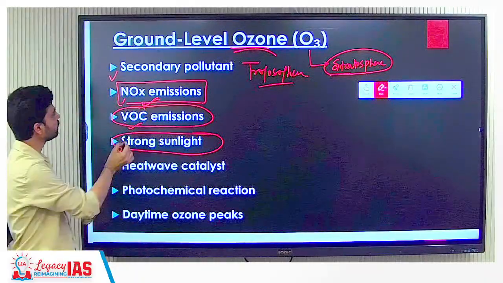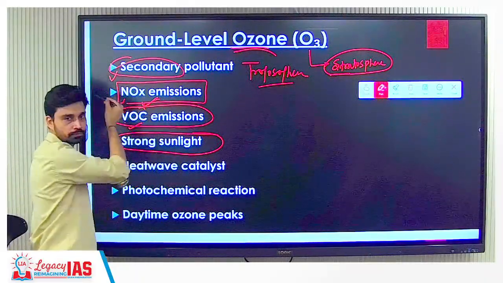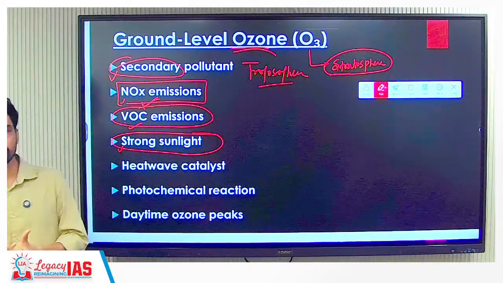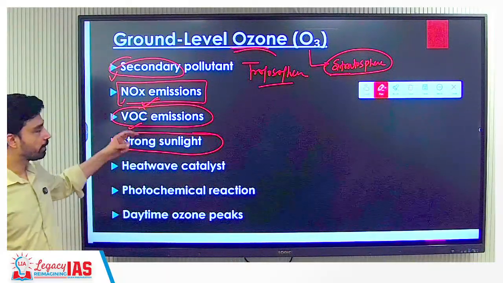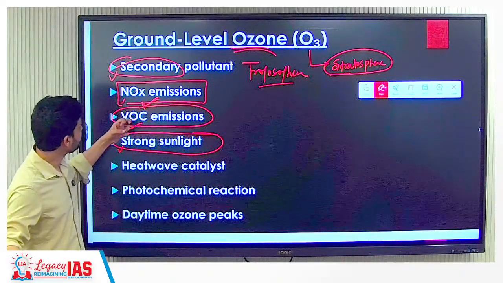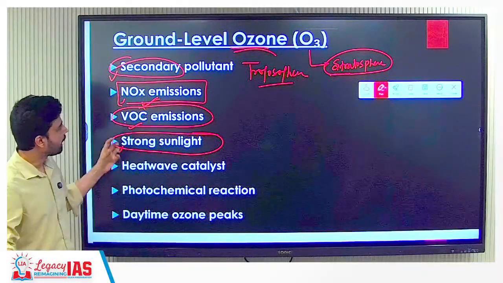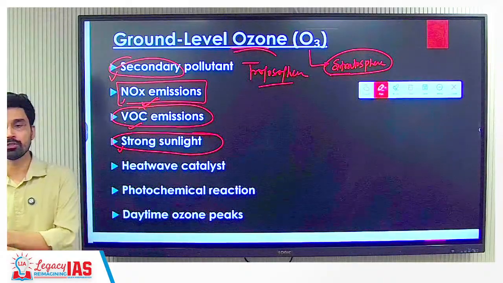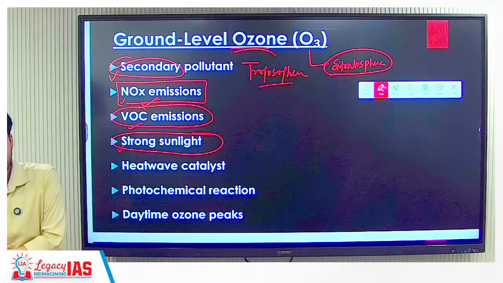Ozone. Okay, that's why we are calling it which kind of pollutant? Secondary pollutant. It is not directly produced in the atmosphere by some sources. It is created by the reaction between different pollutants. So strong sunlight, VOC, NOx produce ozone. And ozone in the lower atmosphere, that means the tropospheric region, is referred to as what? Pollutant. Okay, it is referred to as bad ozone.